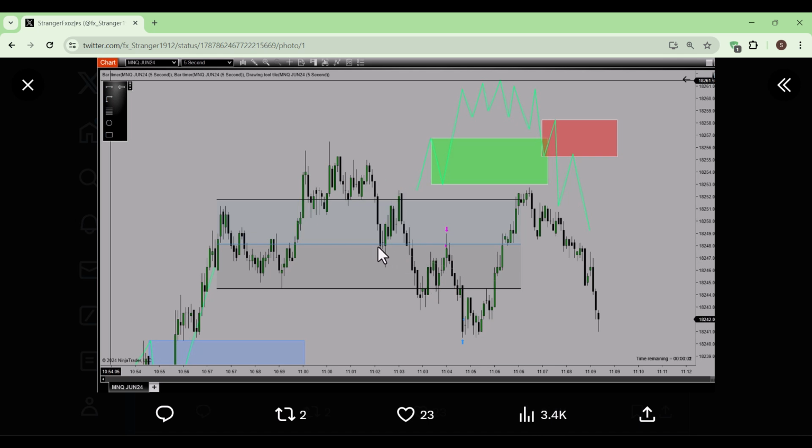So as you can see, the setup works. If you enter from here, exiting from this zone, just like I've explained in the beginning of the video, you could have got your 1-to-1, right?